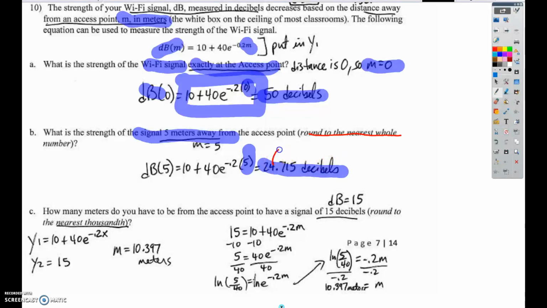I'm going to use 4 to look at 7. Since 7 is 5 or above, give it a shove. My real answer, or my whole number answer, should be 25 dBs for part B.